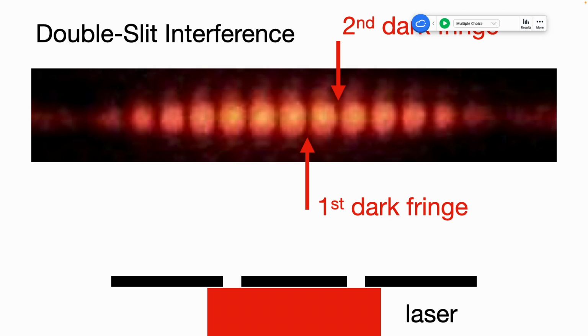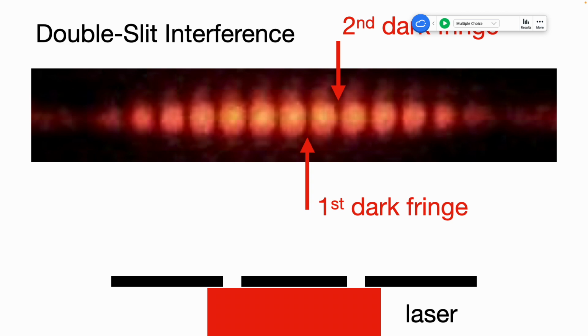Any question? Yeah? So it's the same thing on both sides, right? Like the first dark fringe is on both sides. Yes, it's symmetric. In the formula, you might see 1, minus 1, 2, minus 2, but you know what I mean. Any other question?